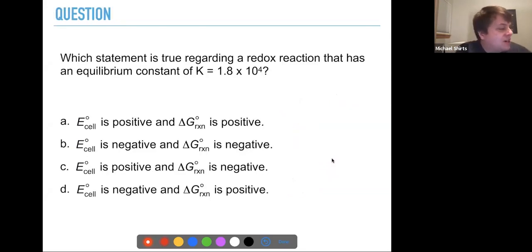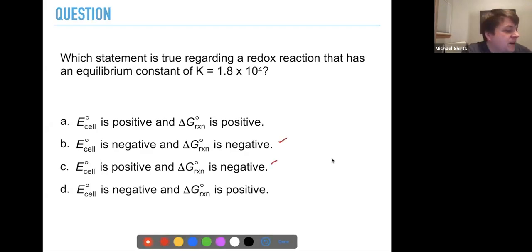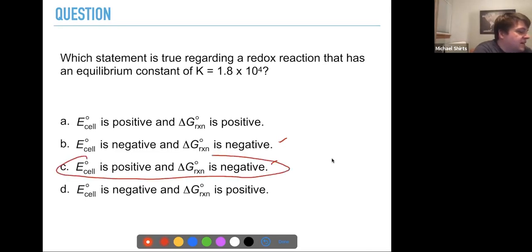So which statement is true regarding a redox reaction that has an equilibrium constant of K equals 1.8 times 10 to the fourth? So pause, and I'll let you think about that for a second. Okay, we're back. K is 1.8 times 10 to the fourth, that means the reaction favors the products, which means it's a spontaneous reaction, which means that the free energy of that reaction is negative, so it's one of these two, but that corresponds to a positive standard cell potential, so the answer is C. Just different ways of quantifying the same chemical situation.